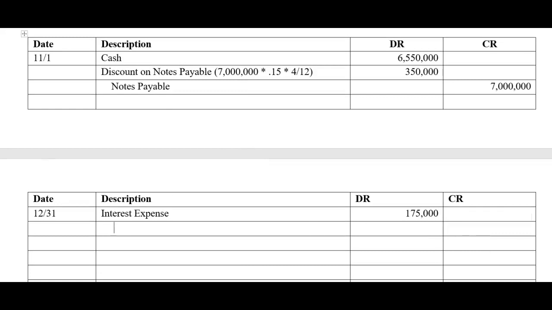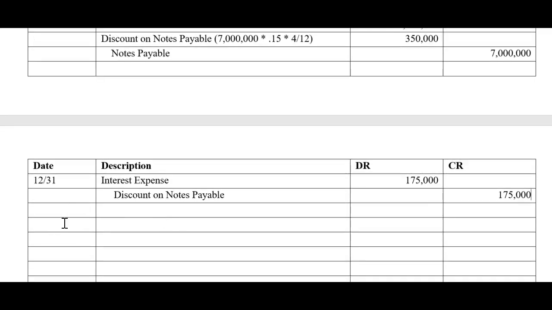Then we don't want to hit the payable. We're simply going to remove it from the discount on notes payable that we have recorded. We've already taken into account the interest up here when we took it out of the price. So as we recognize the interest, we simply amortize, so to speak, that discount on the note over the life.